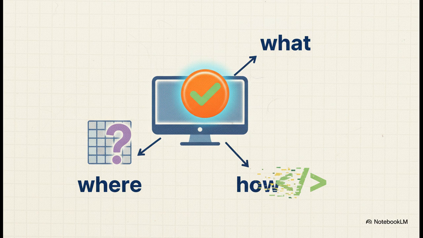So here's the bottom line. The AI is pretty good at figuring out the what, the general concept on the screen, but it's really, really bad at the specific where, the exact pixel location, and the technical how, the actual code that created that exact pixel in that exact spot.